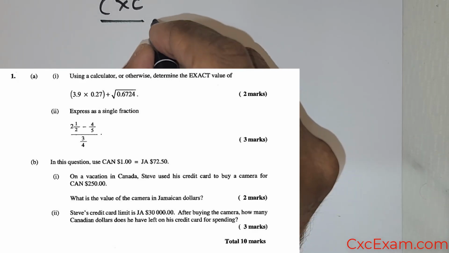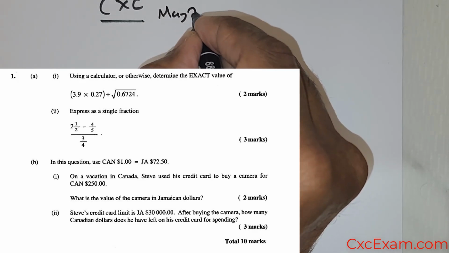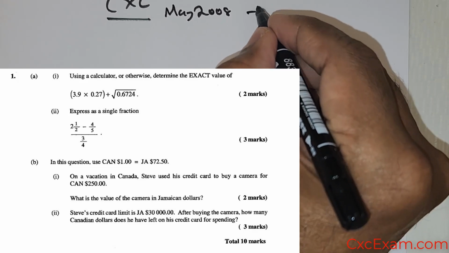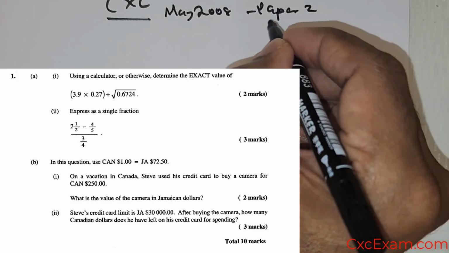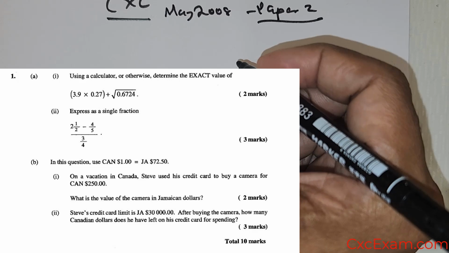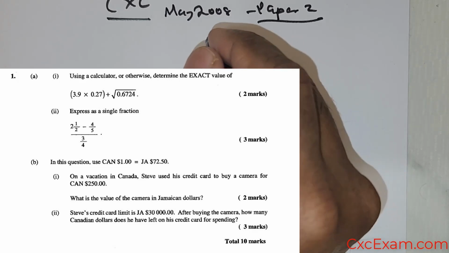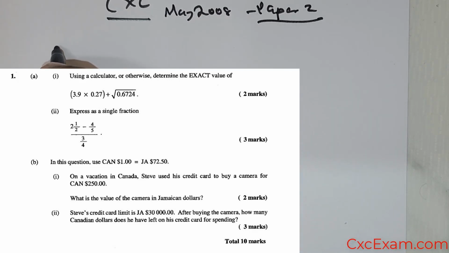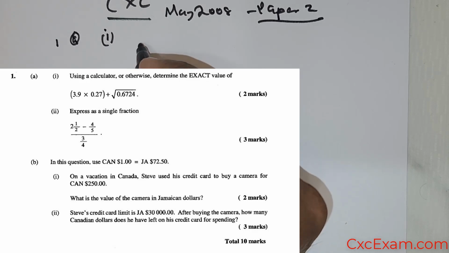Welcome students, this is CXC May 2008 paper 2 question paper run through. The first question is as follows. Question 1a, section 1.